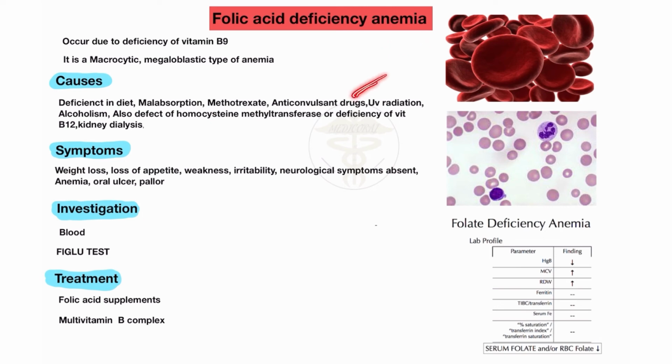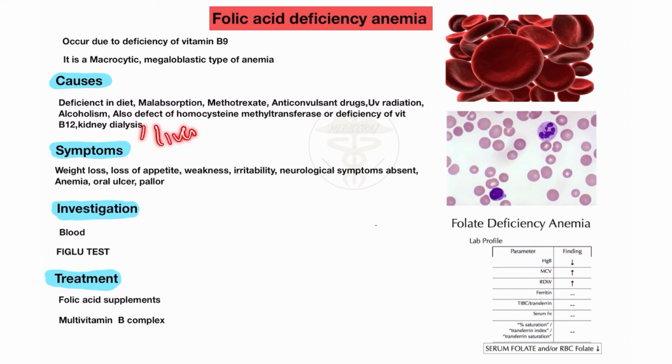If a patient takes this type of drug, it also causes folic acid deficiency anemia. Anticonvulsant drugs also cause folic acid deficiency. Ultraviolet radiation, please also learn UV radiation. If a patient has UV radiation exposure, it also causes folic acid deficiency anemia. Also a defect in homocysteine methyltransferase or deficiency of vitamin B12. I already discussed that vitamin B12 deficiency also causes folic acid deficiency anemia. And kidney dialysis also causes folic acid deficiency anemia.